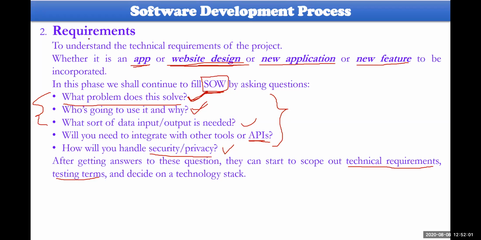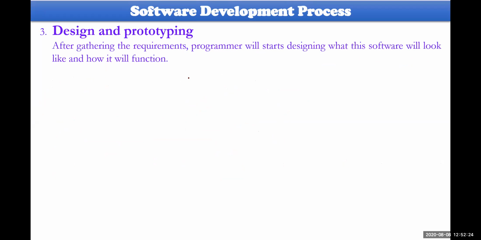The second one is requirements. You have to gather the complete information regarding the application which is going to be developed by you. Okay, then followed by designing and prototyping. After the requirements are in our hand, then you have to start your work.